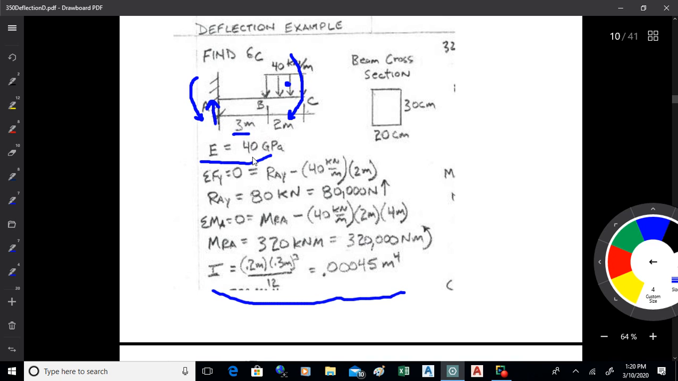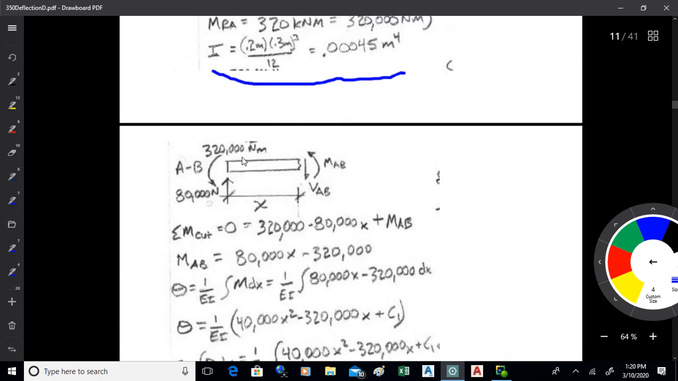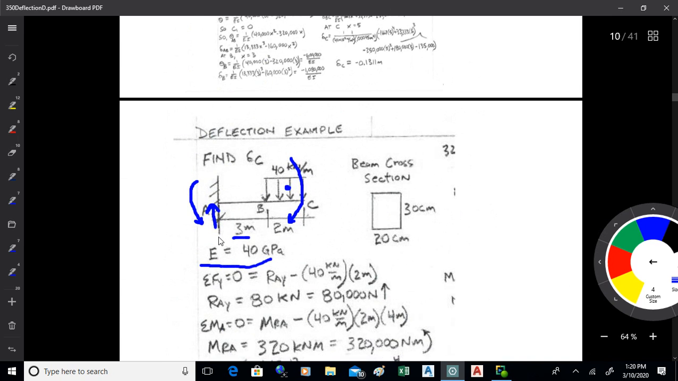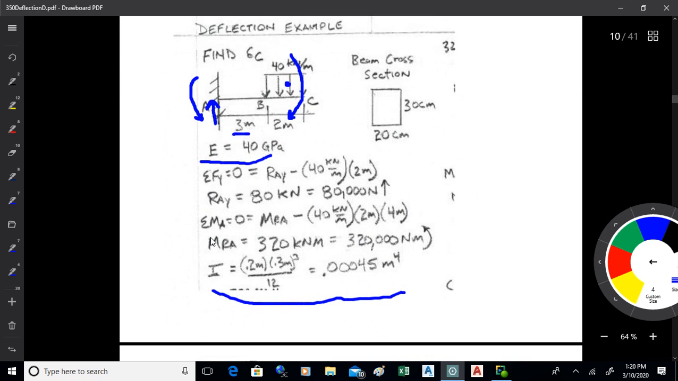All right, so I've got the reactions now, and I've got I and E. So now what I can do is go ahead and write up shear and moment equations for this thing, okay? So I have to do this in 2 steps, from A to B and then from B to C. One of the issues in doing this is going to be the constants of integration, so I'm going to have to deal with those as I work through this. All right.